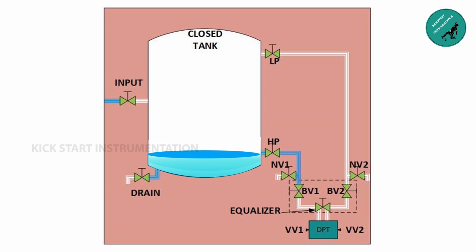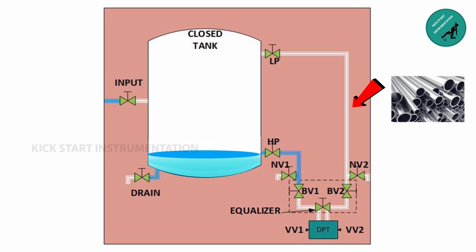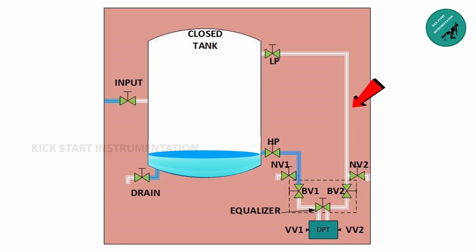Let us take diesel as a process medium. We know that diesel will be evaporating. If diesel is evaporated, then the low pressure side of stainless steel tube will always be filled with gas. This one is called dry leg.